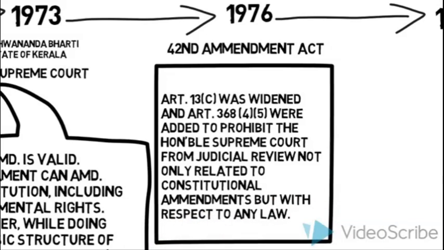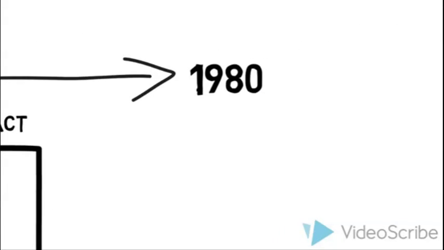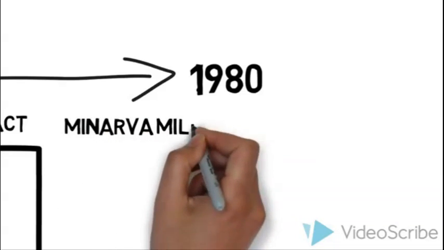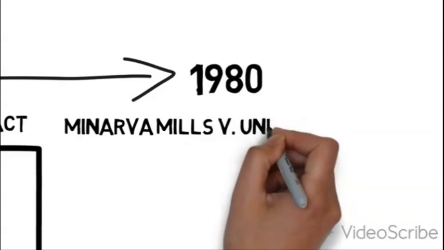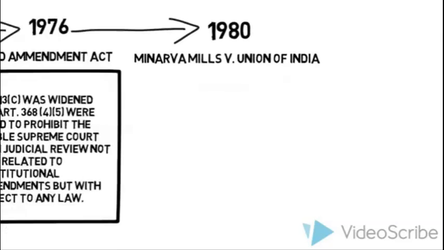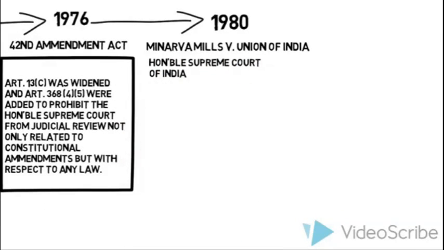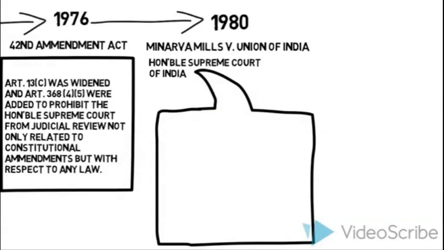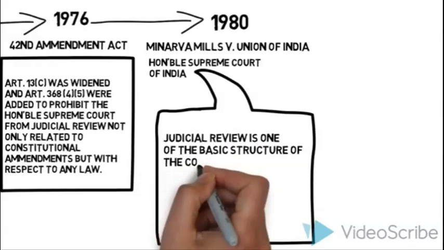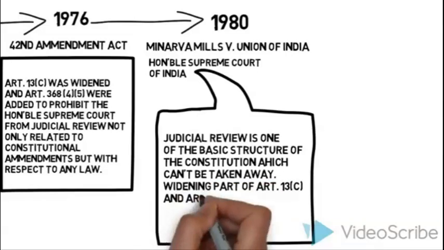42nd Amendment Act is also referred to as the mini-constitution since massive changes were made to the constitution through this amendment. After 4 years to the amendment, the Supreme Court replied and declared its supremacy in the case of Minerva Mills vs. Union of India in 1980. Here, Supreme Court declared that judicial review is one of the basic structure of the Constitution which cannot be taken away by any authority. Widening part of Article 31 Clause C and Article 368 Clause 4 and Clause 5 were quashed.